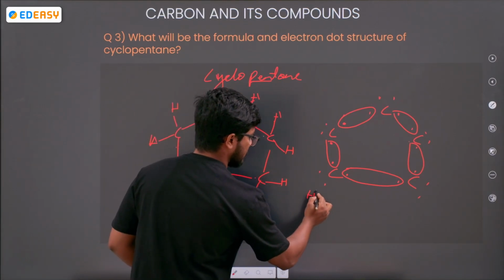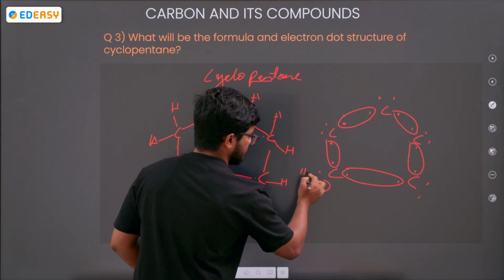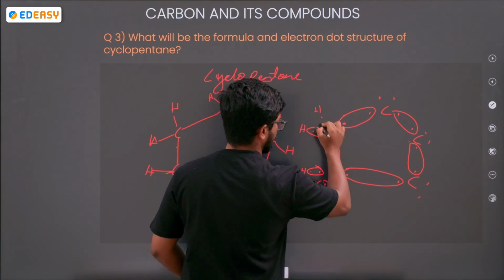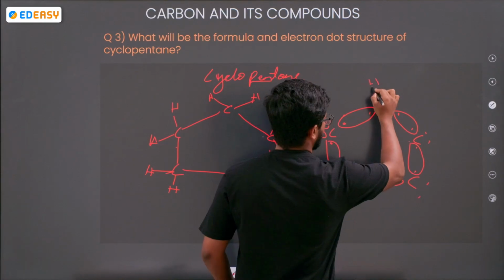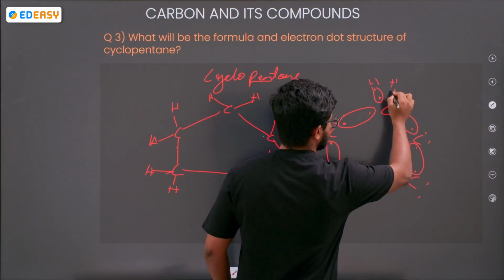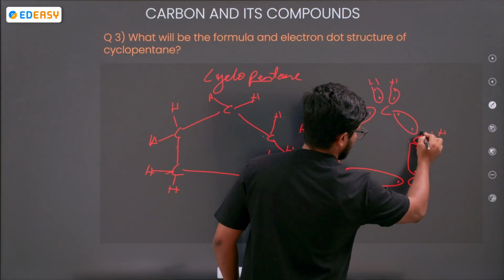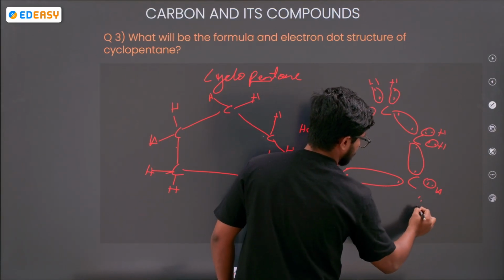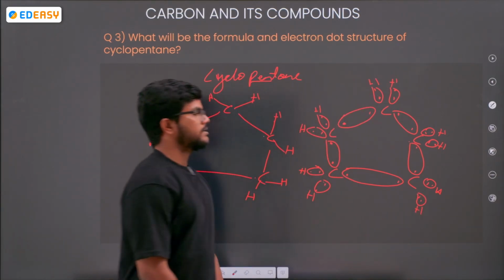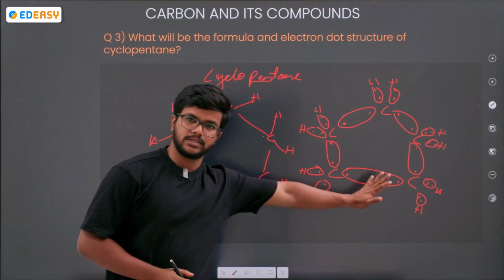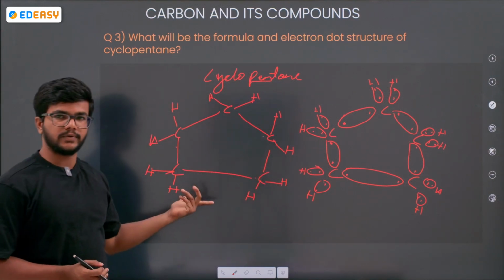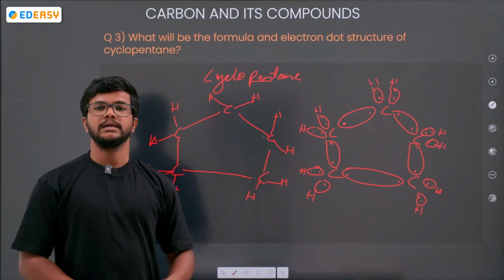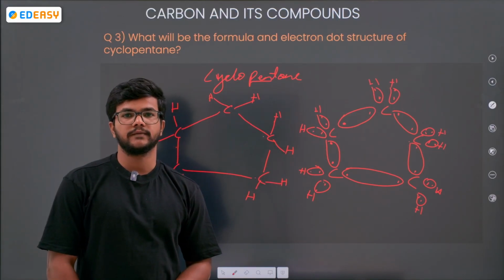So hydrogen with each dot: 1, 2, 3, 4, 5, 6, 7, 8, 9, 10. Okay, so here is the dot structure of cyclopentane, and this is the structure of cyclopentane. So you can draw like this. With the help of the structure, you can draw the electron dot structure of any structure.